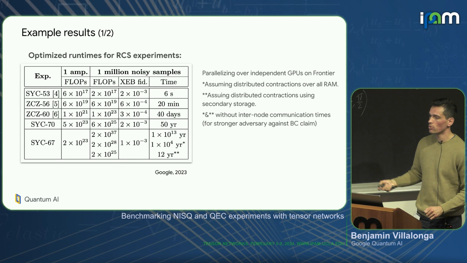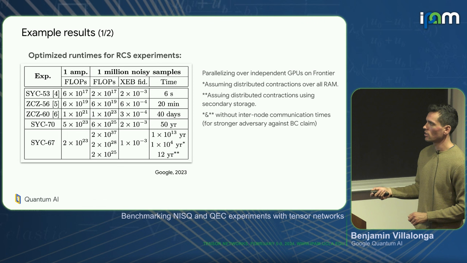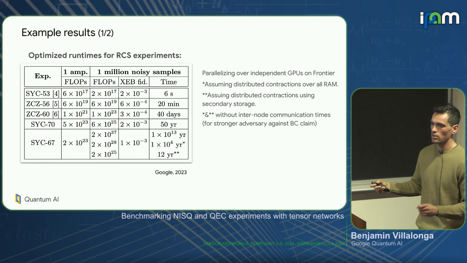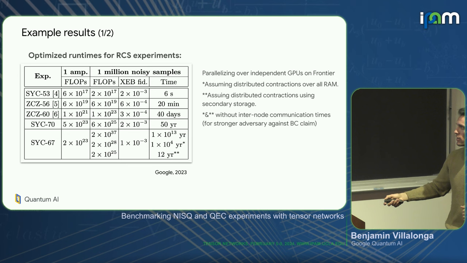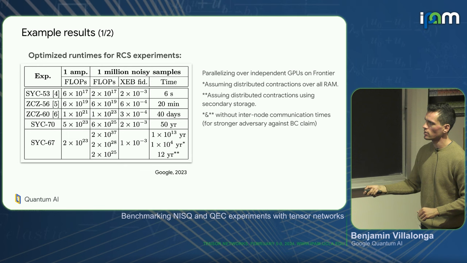When you try to fight all possible adversaries that might challenge this claim and that might do things that are really tedious or really unrealistic to do with a supercomputer, then you find these other two numbers. So what happens if you try to fit your computation in all of the RAM of the largest supercomputer on the planet, which is called Frontier, distributed over all the GPUs, running really big tensor contractions? Then you arrive at this second estimate, okay, 10,000 years.